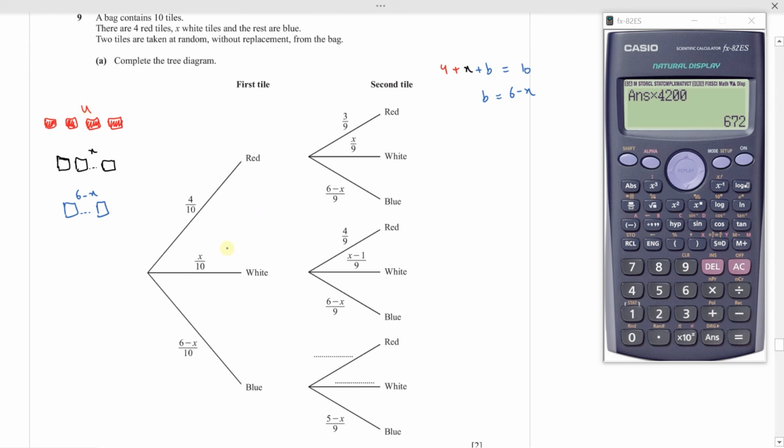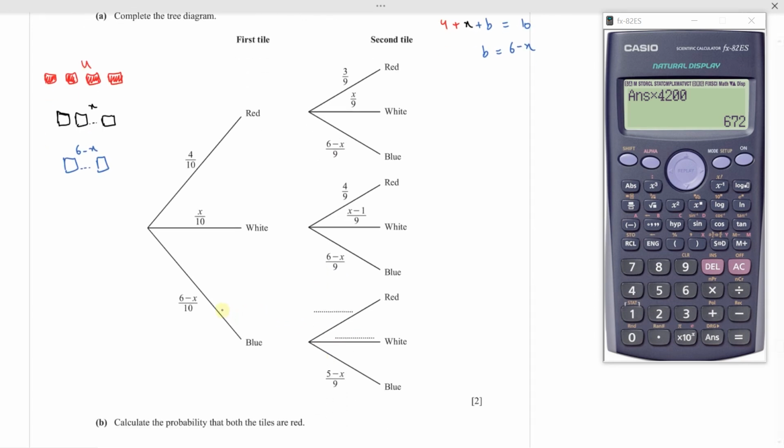So now we have to complete this tree diagram. The missing ones are these two values here. Here you are picking the first one, which is blue. So the probability that you get the first one blue is 6 minus x, because you have 6 minus x blue tiles, divided by 10 total tiles.